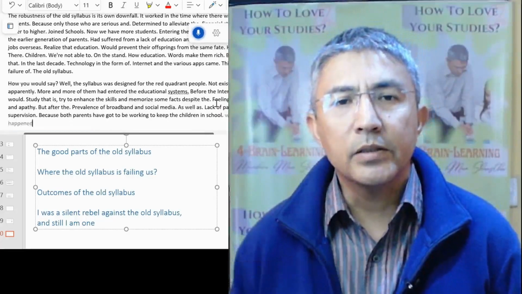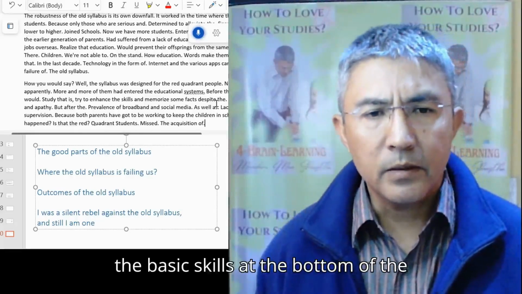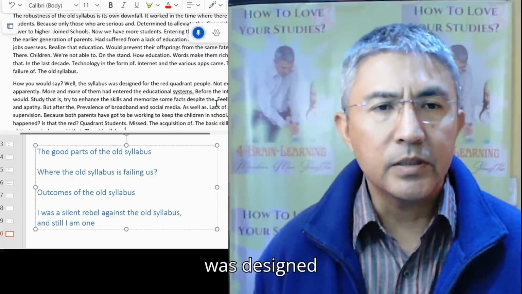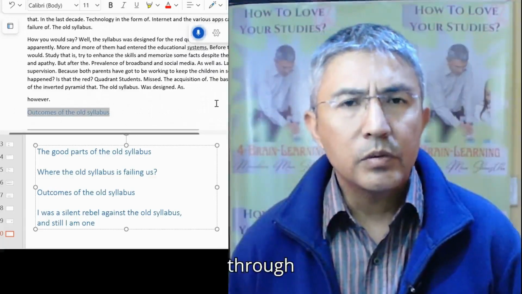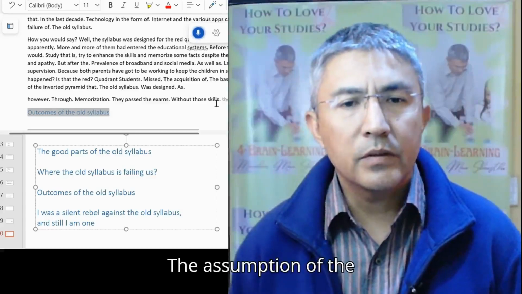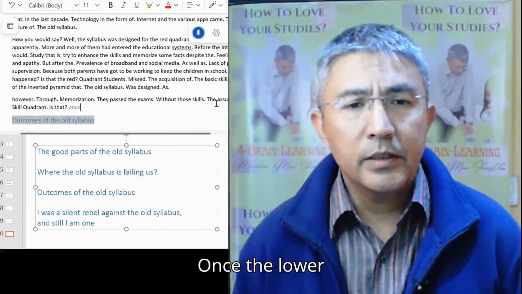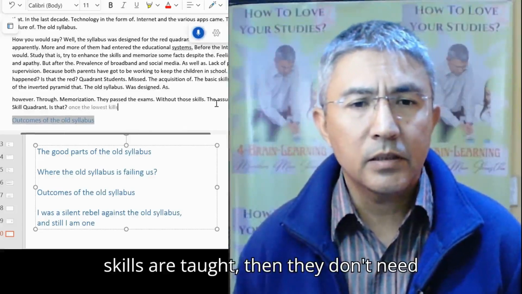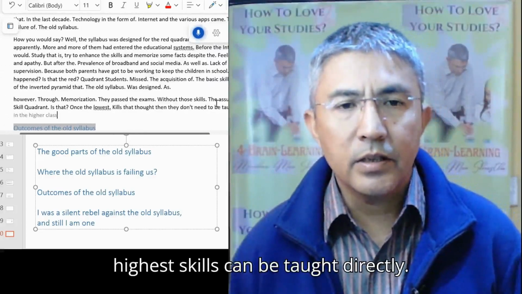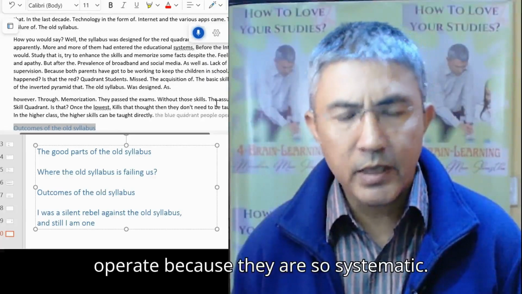what happened is that the red quadrant students missed the acquisition of the basic skills at the bottom of the inverted pyramid that the old syllabus was designed as. However, through memorization, they passed the exams without those skills. The assumption of the skill quadrant is that once the lower skills are taught, then they don't need to be taught again. And in the higher class, the higher skills can be taught directly. This is how the blue quadrant people operate because they are so systematic.